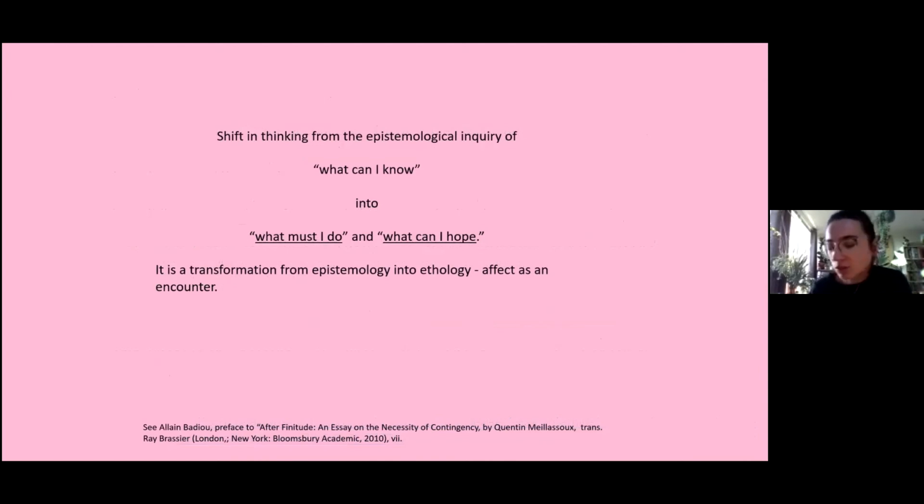But going back to why I'm talking about contamination in the lecture about ethics: there is a shift within the art practice that works with living matters. There is a particular shift in thinking from epistemological inquiry into what can I know, into what must I do and what can I hope. And it is a transformation from epistemology into ethology, which I explore as affect.